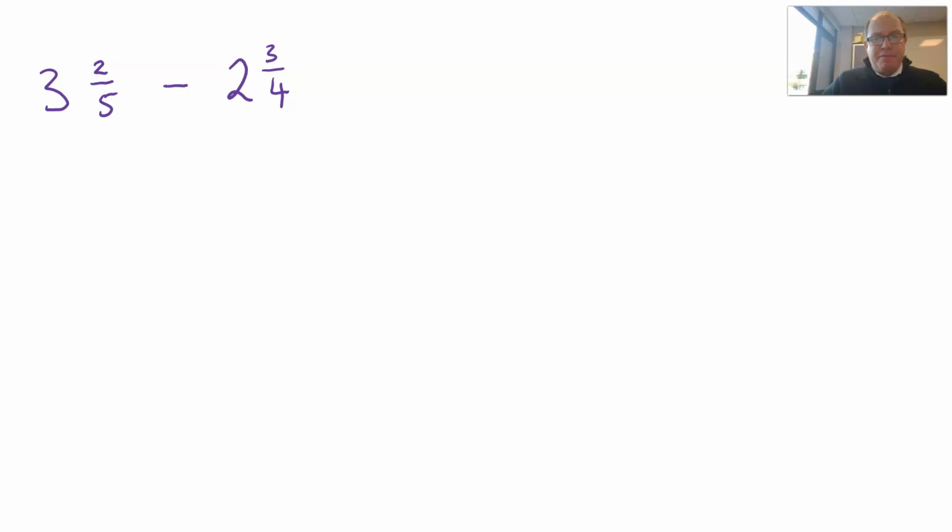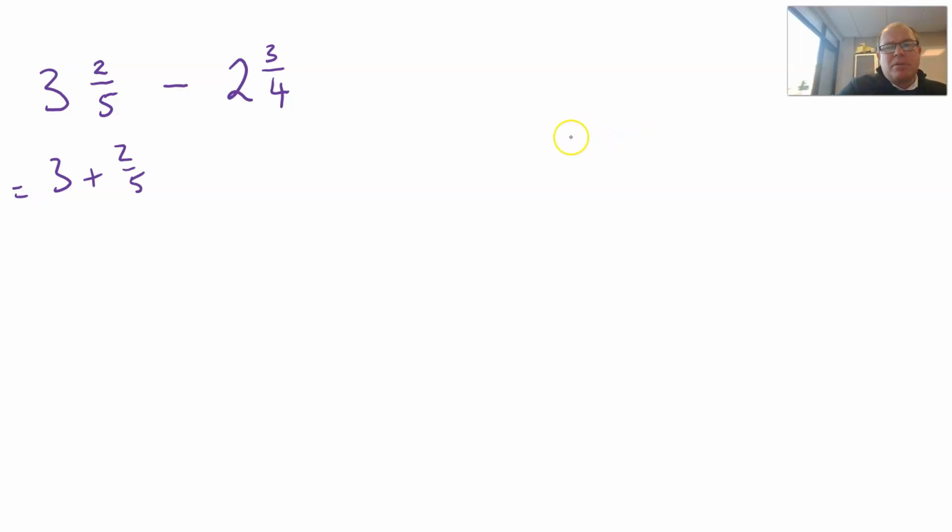So I'm going to do it first by using the whole numbers and the proper fractions. So I'm going to express 3 2/5 as 3 2/5. If I was on a number line, that's where I'd go to. I'd go to 3 to the right, and then I'd go 2/5 to the right, and I'd be at 3 2/5. I want to minus 2 3/4.